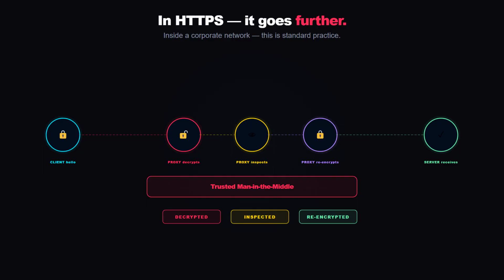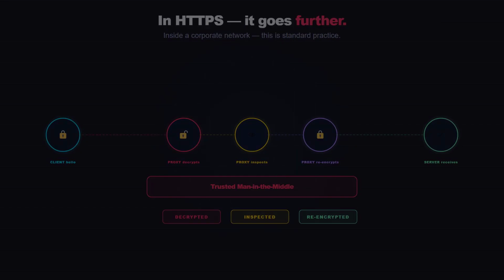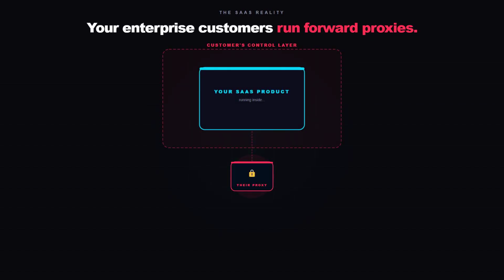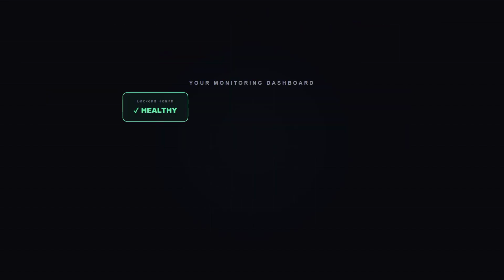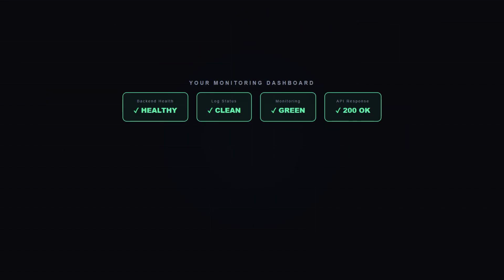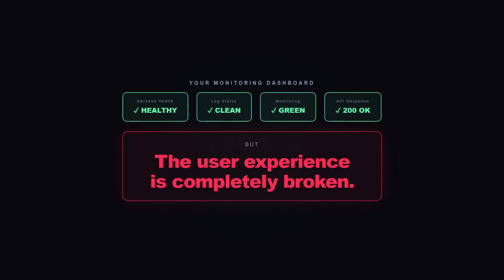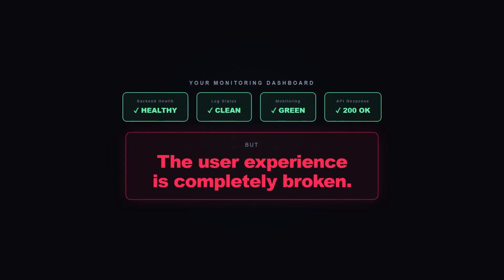Now here's where it gets uncomfortable for SaaS companies. You probably don't run a forward proxy, but your enterprise customers do. Which means right now, your application is running inside someone else's control layer. Domains can be blocked, headers can be stripped or modified, connections can be throttled, requests can be fully inspected. And here's what makes this dangerous. Your backend is healthy, your logs are clean, your monitoring shows green. But the user experience is completely broken.